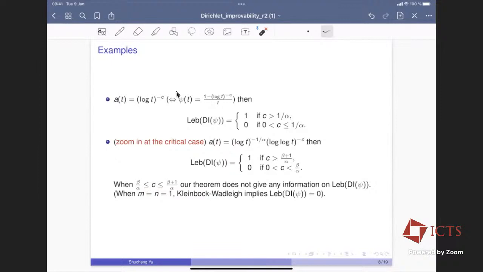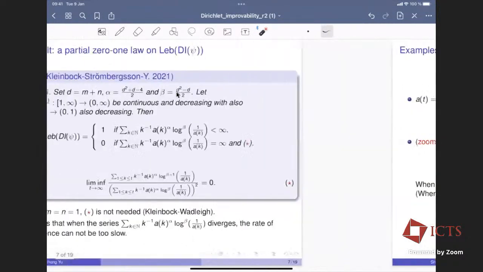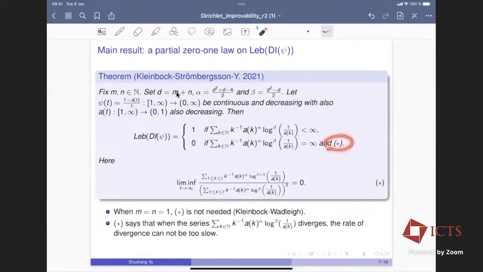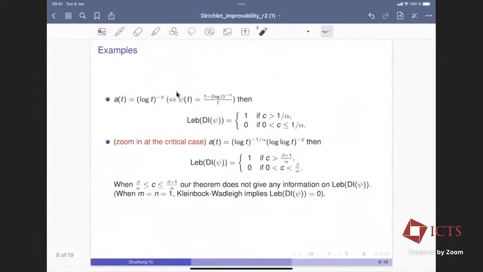But we know that for the one-dimensional case, because of the theorem of Kleinbock and Wadleigh, even for c in this range, the Lebesgue measure of D(psi) is also 0, and that's also what we expect in general dimension. But right now, because we cannot remove this star condition for higher dimensions, for this example our theorem only tells us about this partial range. We don't know anything about this remaining range.